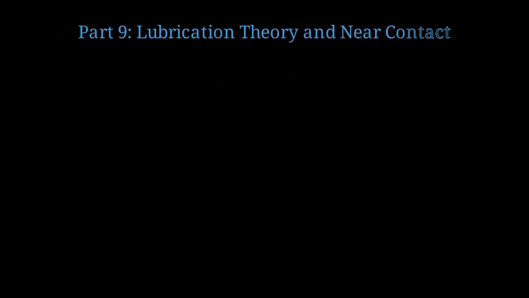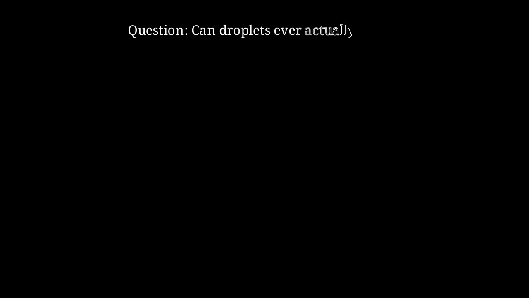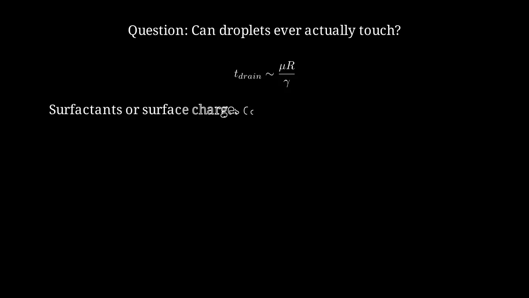When droplets get very close, lubrication theory describes the thin film between them. As droplets approach, a thin film of continuous phase fluid is trapped between them. The film thickness H determines drainage rate. The pressure in the thin film scales as viscosity times velocity over film thickness squared. An interesting question: can droplets ever actually touch, or does the film always prevent contact? The drainage time scale is viscosity times radius over surface tension. For typical parameters, this is milliseconds to seconds. Surfactants or surface charges can stabilize the thin film indefinitely, preventing coalescence.